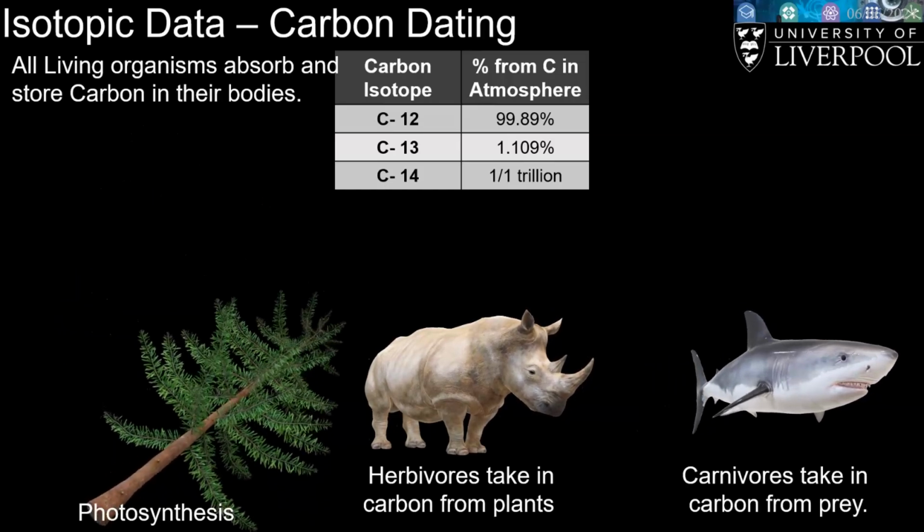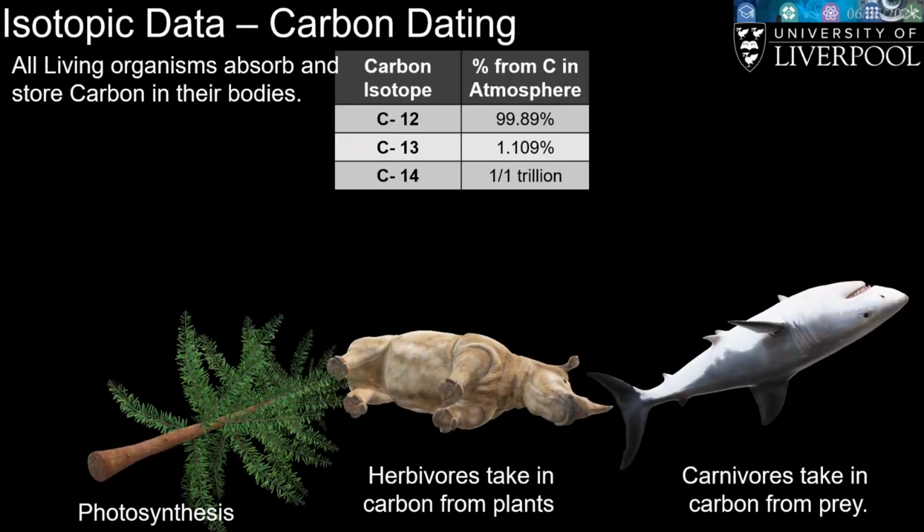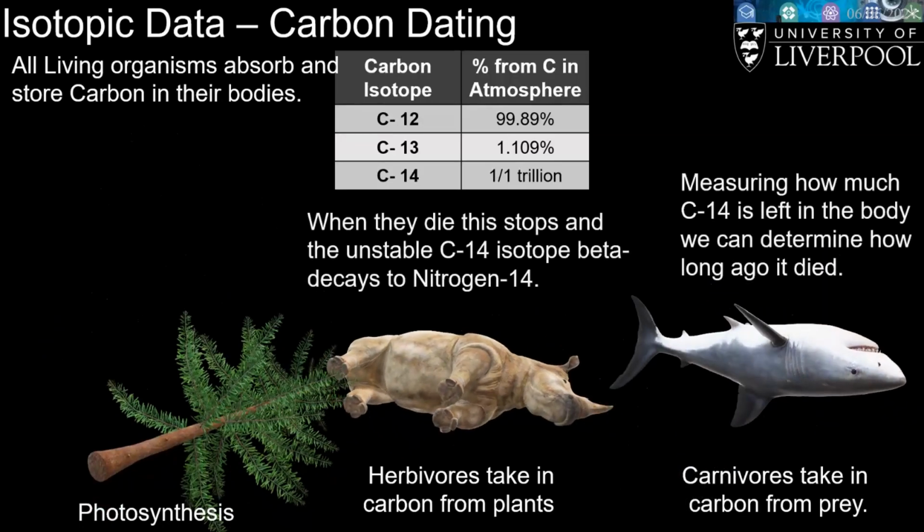When the organism dies, it stops taking on any more carbon, and the percentages of the carbon isotopes in their bodies will be the same as the distribution in the atmosphere initially, but the radioactive carbon-14 decays over time, and this distribution changes. Using what we know about the radioactive half-life of carbon-14, which is about 5,000 years, and testing how much is left in the body, we can calculate the amount of time the organism has been dead.